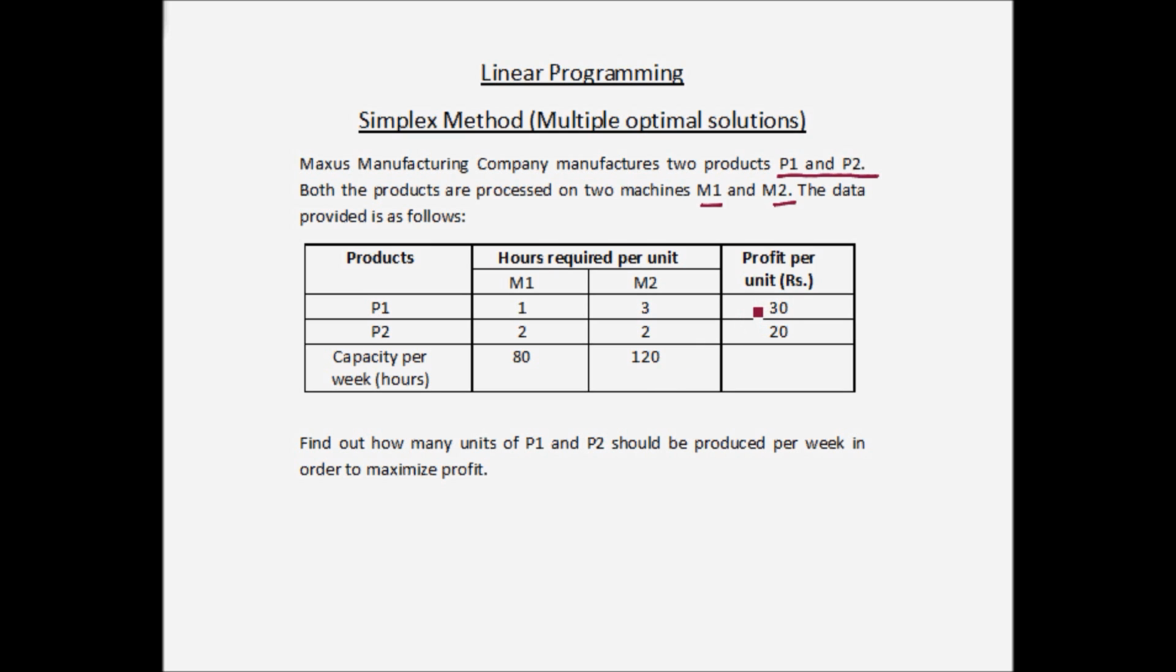Now we have also been given that each unit of P1 generates a profit of 30 rupees, while each unit of P2 generates a profit of 20 rupees. Now we have to find out how many units of P1 and P2 should be produced per week in order to maximize profit. So let us look at how to solve this using Simplex method.